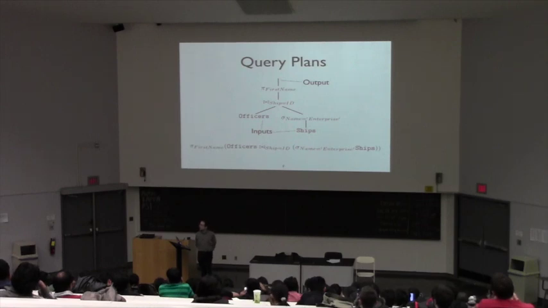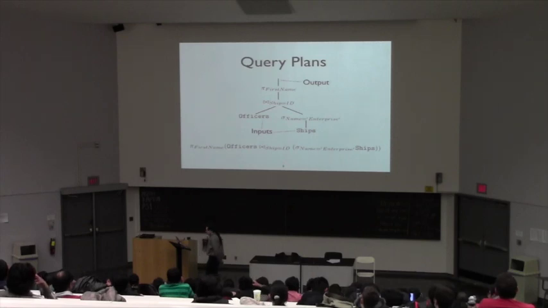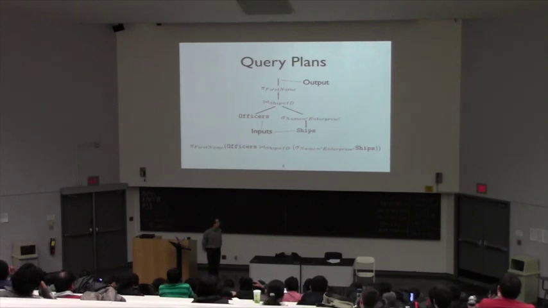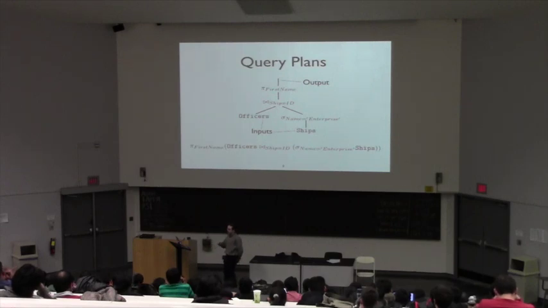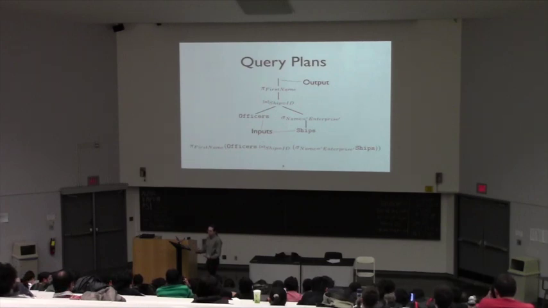Yes. Why represent it as a tree? So the question is why do we represent this as a tree? The main reason is, tree may be slightly too strong a term. The point of this is to capture how the information flows through the query, to create a representation of how data needs to get processed. In other words, a sort of dependency graph.